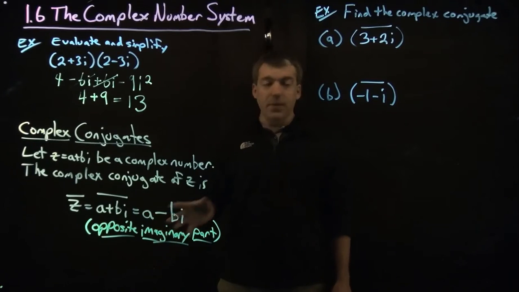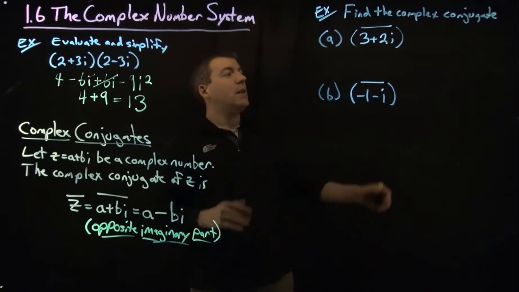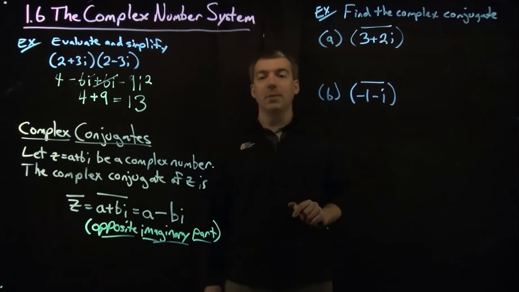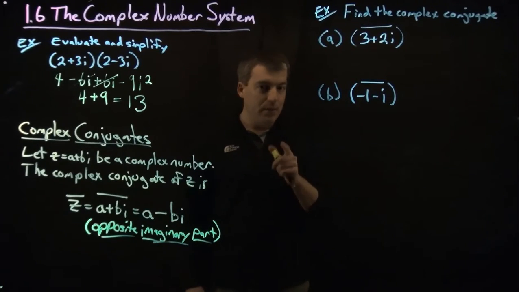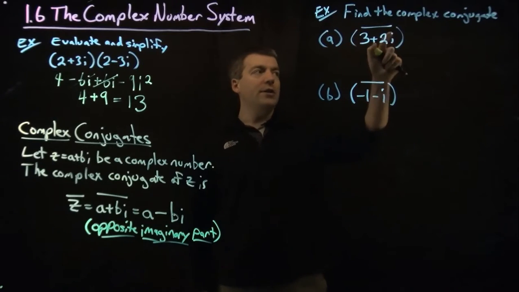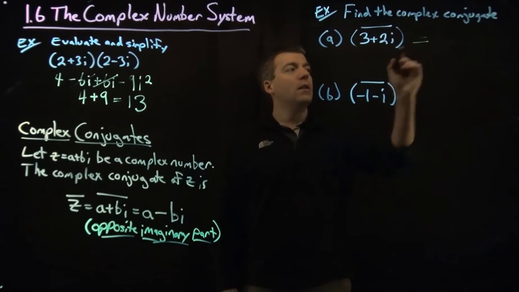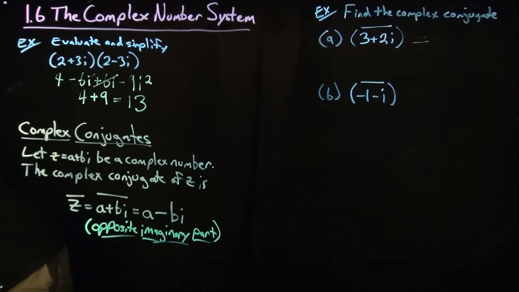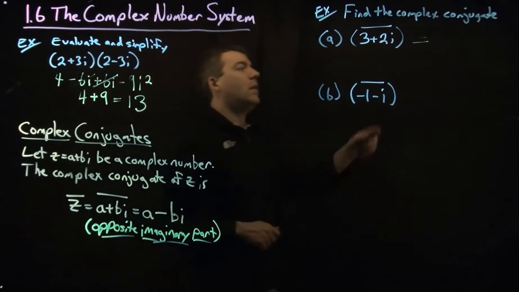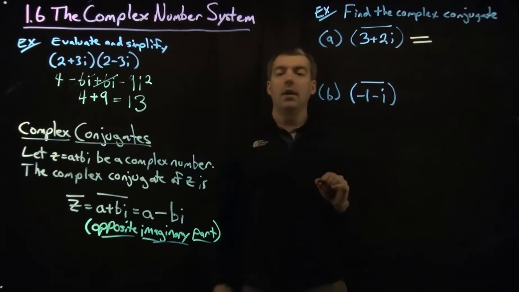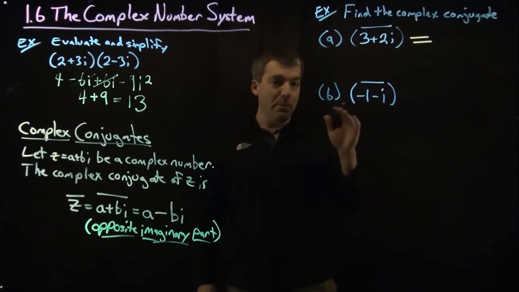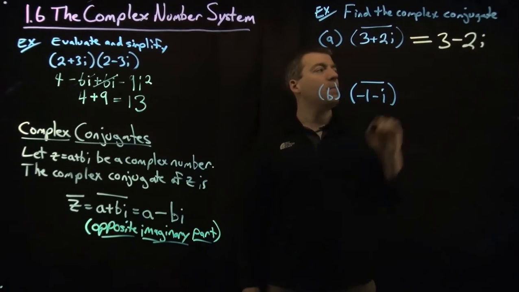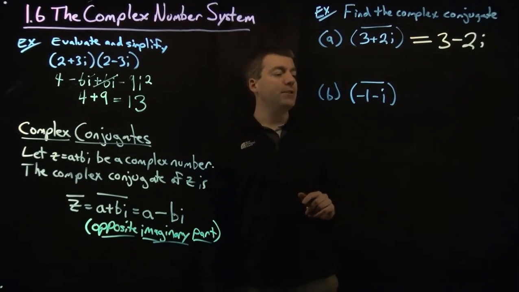Okay, so let's find some complex conjugates. 3 plus 2i. Real part is 3, imaginary part is plus 2, positive 2. So the conjugate would have the opposite imaginary part, 3 minus 2i. That's it, opposite imaginary part.